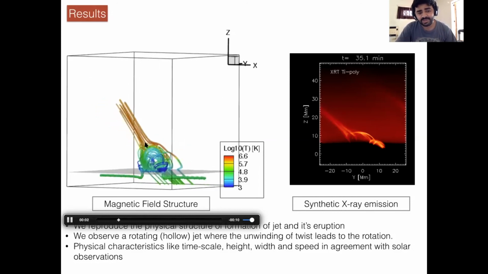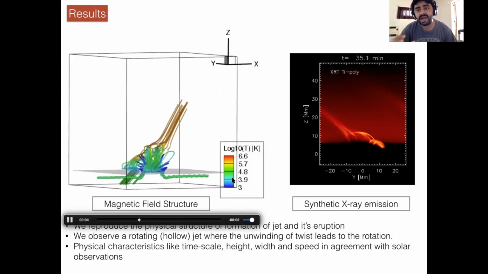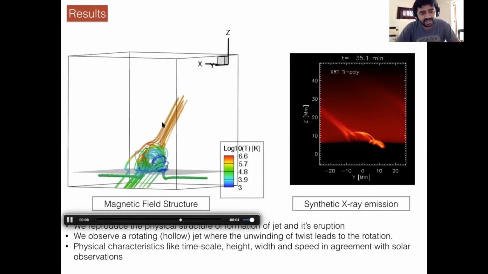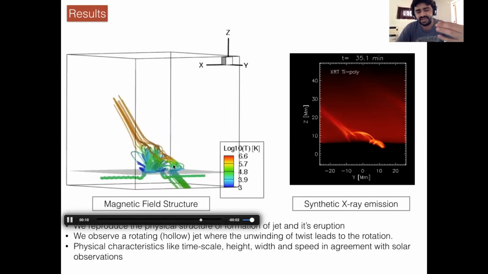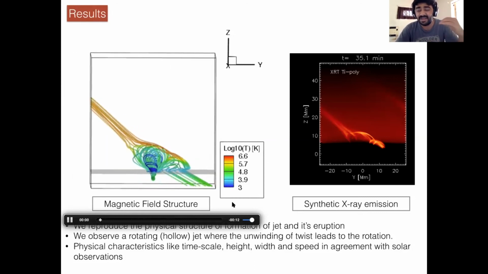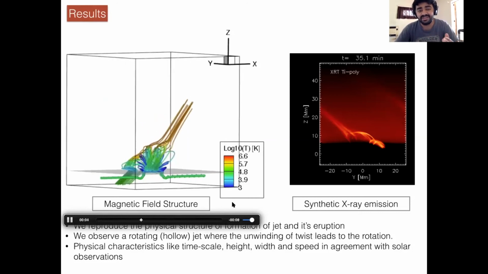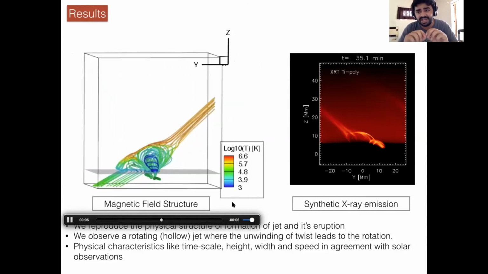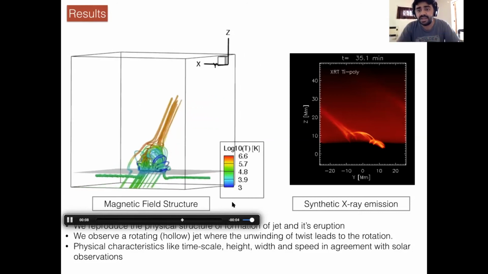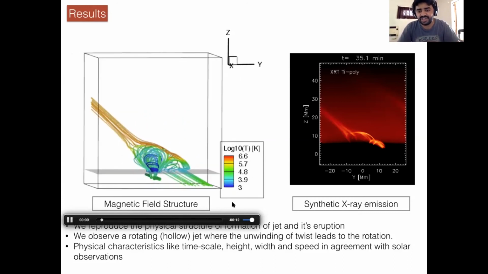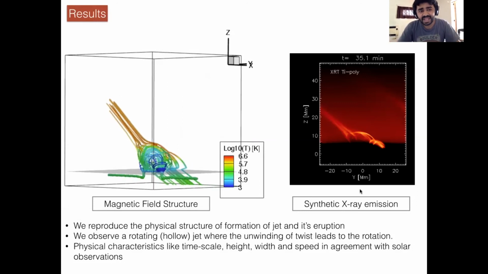The field lines that you see, the color basically represents how the temperature varies. What you see over here in these long field lines is the red color, right? That represents billions of Kelvin of temperature that we see in this region. This is the region where the magnetic field lines basically break apart and the magnetic reconnection phenomenon happens, and a strong jet forms.